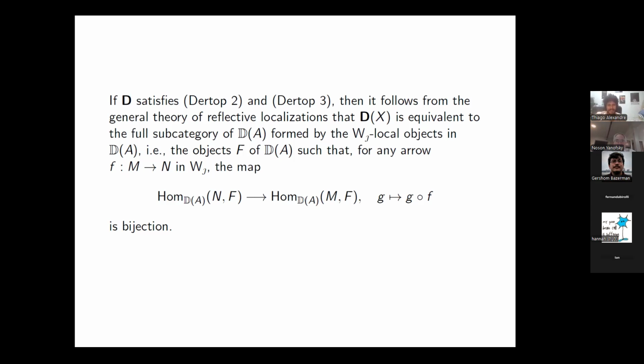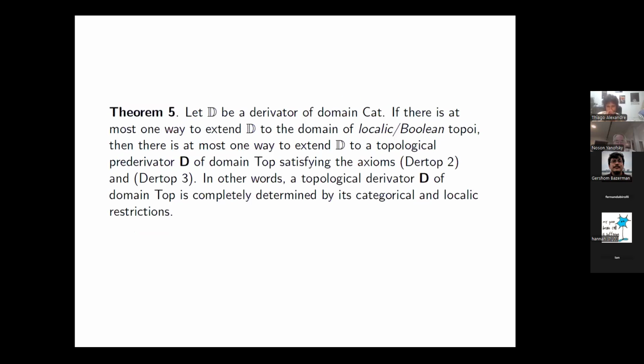Of course, the extension may not exist. I'm not saying that there is an extension. If there is an extension, it is essentially unique. So that is for the domain of topoi with enough points, not for the entire true category of toposes. For the entire true category of toposes, what I could prove is, actually, this theorem 5 here: that if there is at most one way to extend D to the domain of localic or Boolean topoi, then there is at most one way to extend D to a topological derivator D of the main top for the entire true category of toposes.